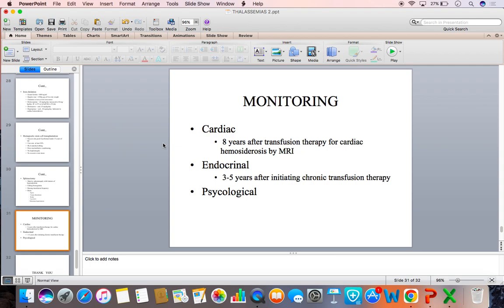Then monitoring. Children on regular transfusion therapy for beta thalassemia major should be monitored with regard to cardiac, endocrinal, and psychological well-being of the patient and the family. We need a support team in order to manage the children with thalassemias. Eight years after the transfusion therapy, cardiac hemosiderosis should be evaluated through cardiac MRI.